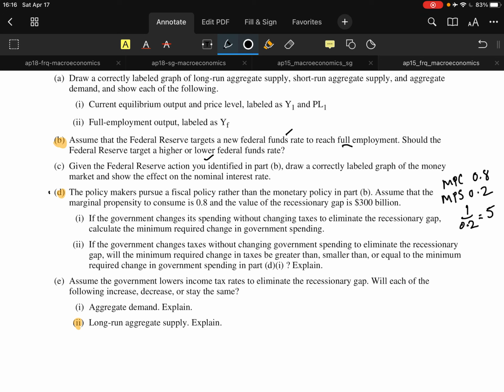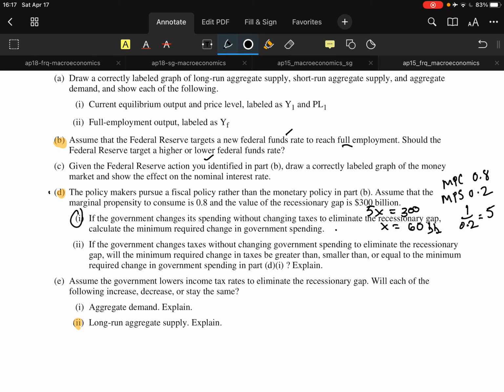So we know what the multiplier is, and we know how big the gap is that needs to be closed. The question is, what can we spend, when multiplied by 5, equals 300 billion? If you solve for x, x equals 60. So 60 billion needs to be spent, which, combined with the magic of the spending multiplier, will result in a closing of this $300 billion recessionary gap. And I would recommend showing your work for D(i)(1).